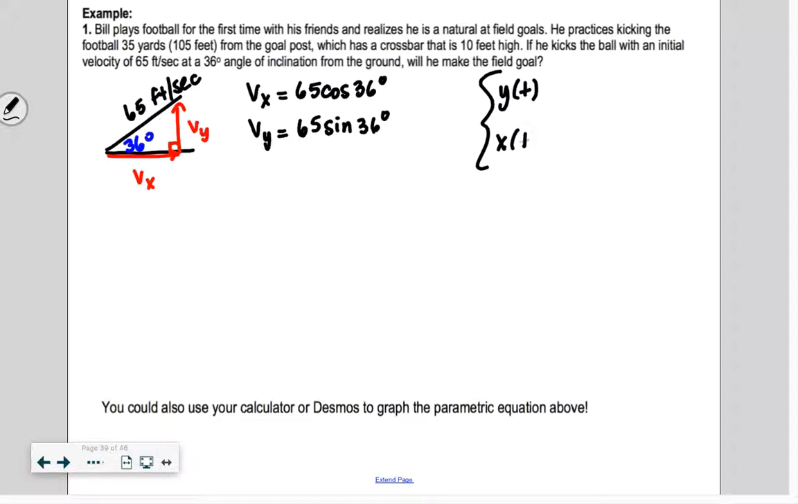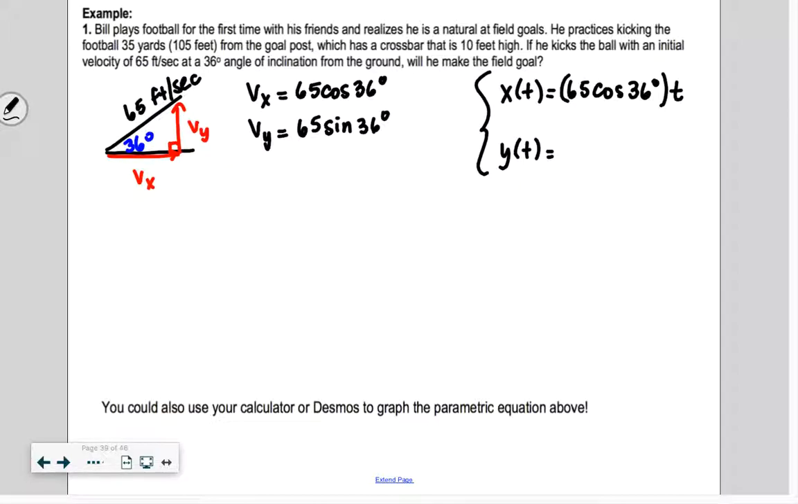Let me do the x first. Seems weird to do the y first, right? So our x equation and our y equation. The x equation is the easy one. That's the one where he's going to kick this ball, and it's going to go horizontally forever and ever if there was no gravity. So it's going to go out 65 cosine of 36, whatever that is, times t. You could find decimals for that. I just leave it like that. I don't have any rounding errors, right?